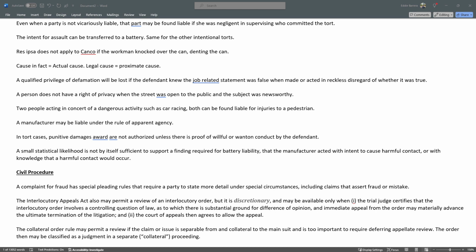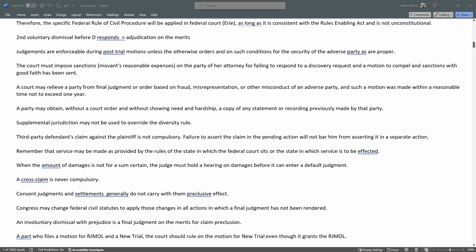The collateral order rule may permit a review if the claim or issue is separable from and collateral to the main suit and is too important to require deferring appellate review. The order then may be classified as a judgment in a separate, collateral proceeding. Therefore, the specific Federal Rule of Civil Procedure will be applied in federal court, Erie, as long as it is consistent with the Rules Enabling Act and is not unconstitutional.